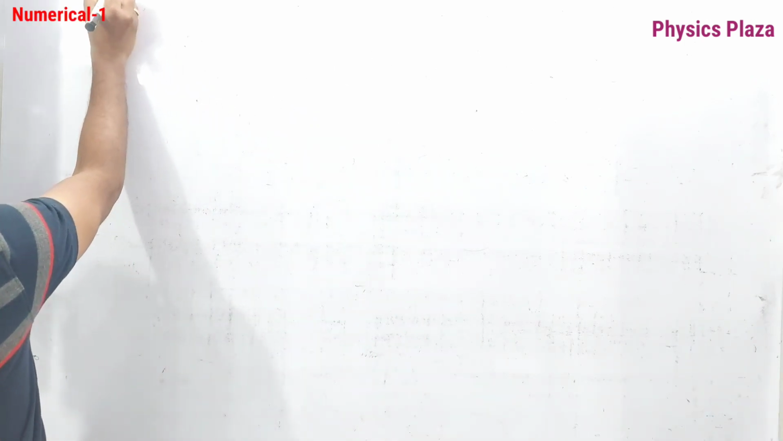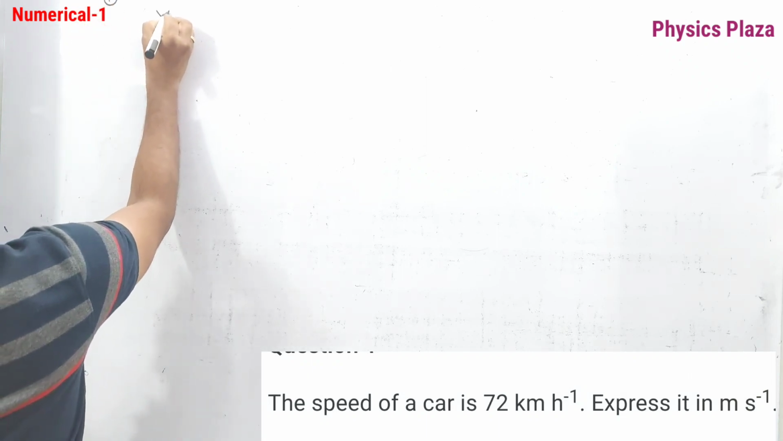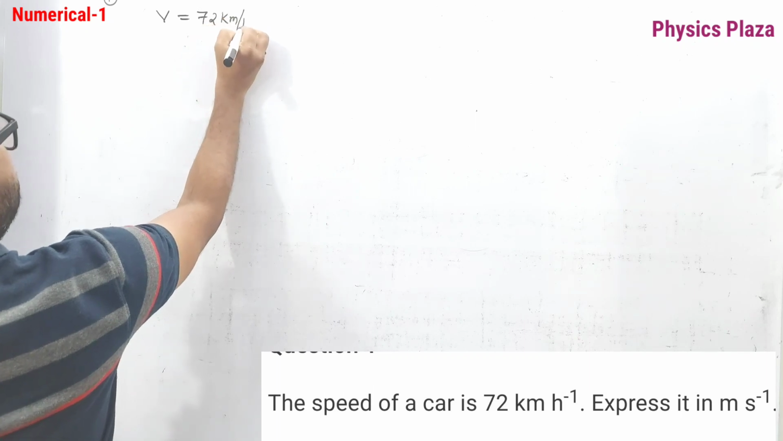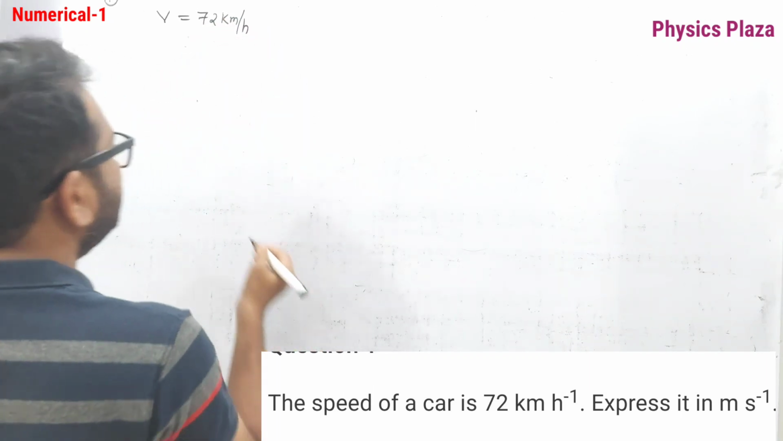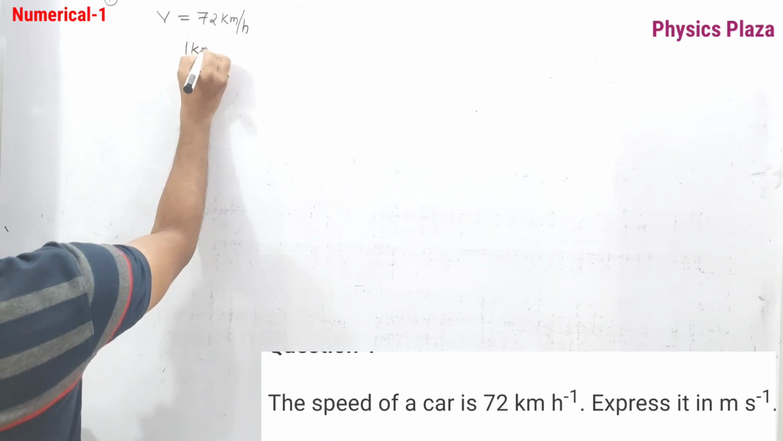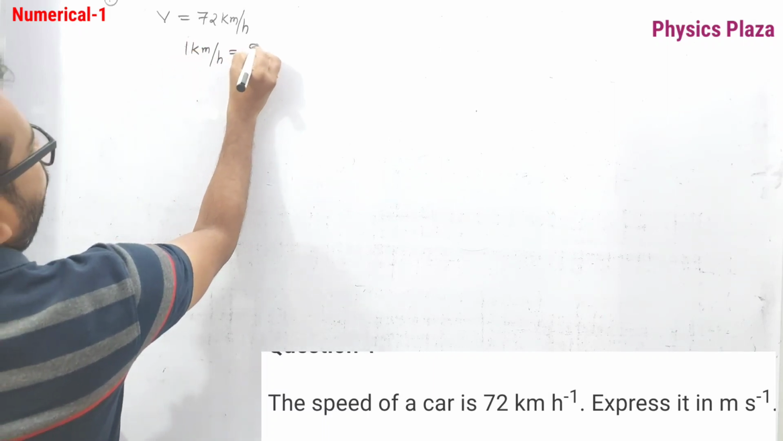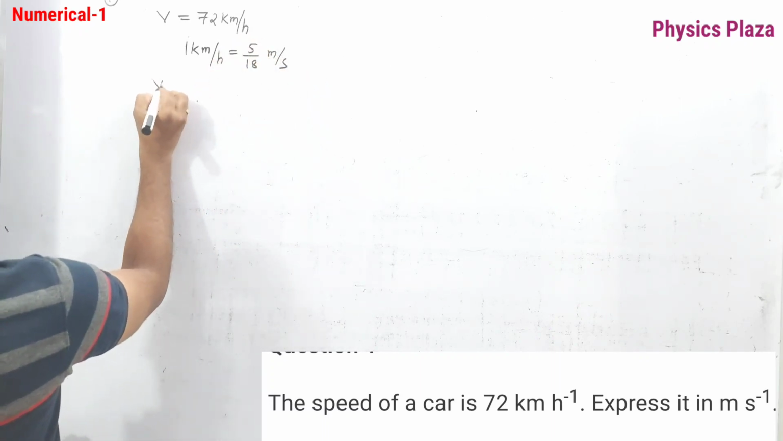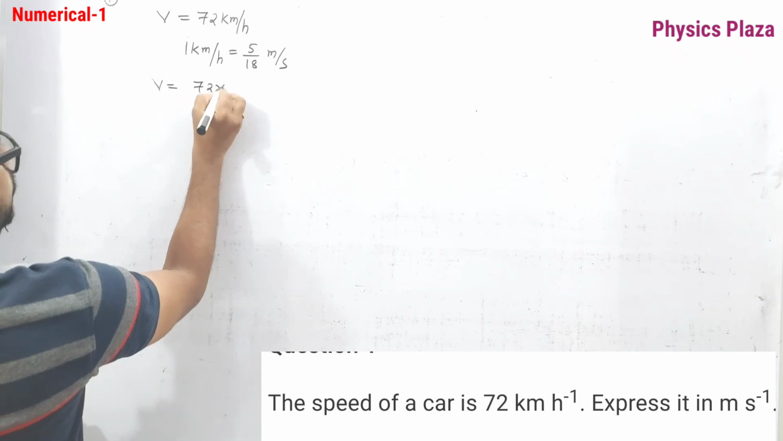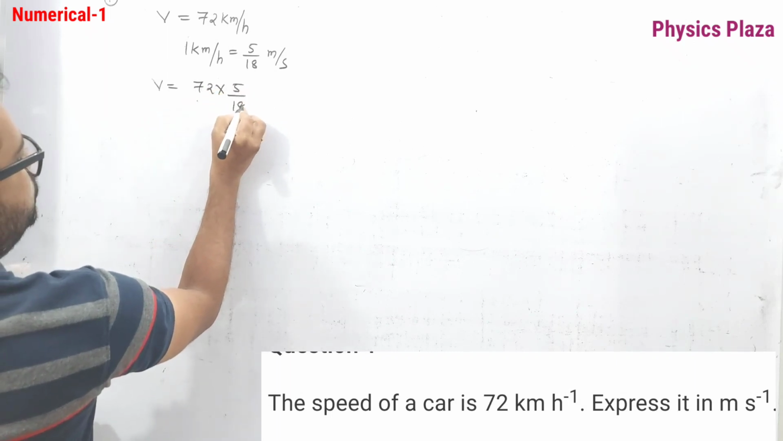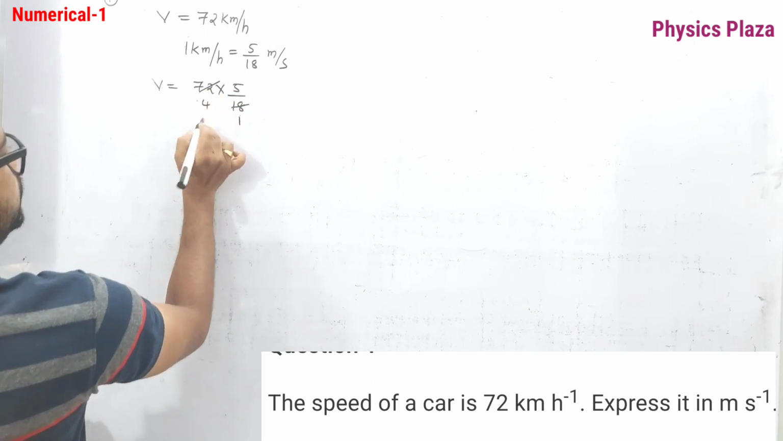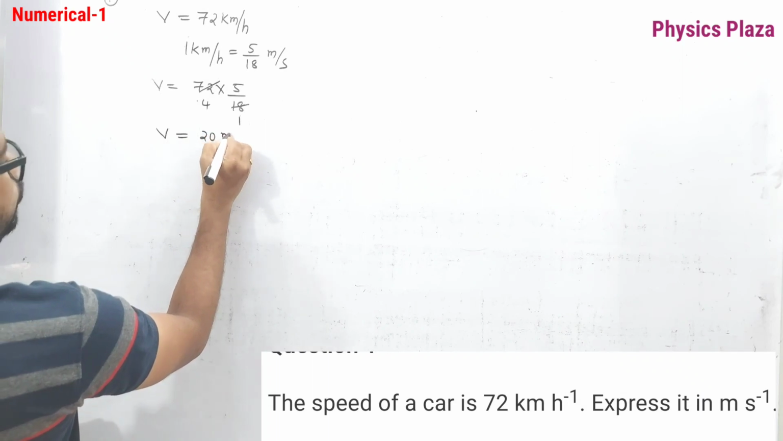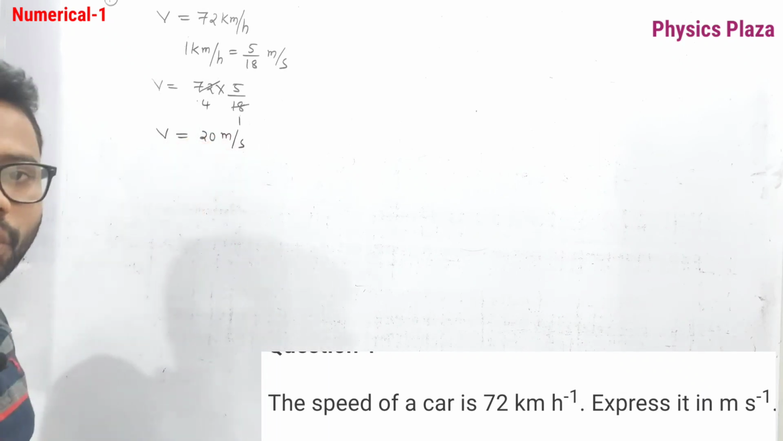Numerical 1: a car is going with 72 kilometer per hour. We are asked to express it in meter per second. Children, just now we got the relation that 1 kilometer per hour is equal to 5 by 18 meter per second. Substitute this value here. So V is equal to 72 into 5 by 18. 18 ones are 18, 18 fours are 72. 4 into 5 is how much? 20. So the speed of the car is 20 meter per second. This is how we can solve.